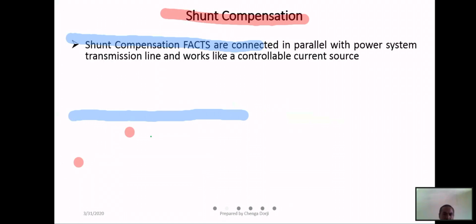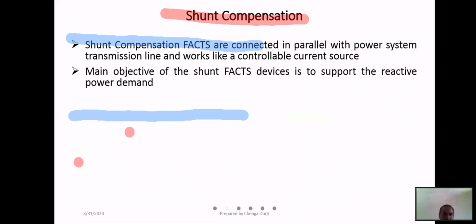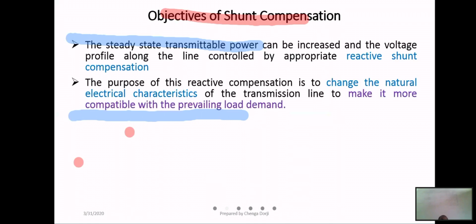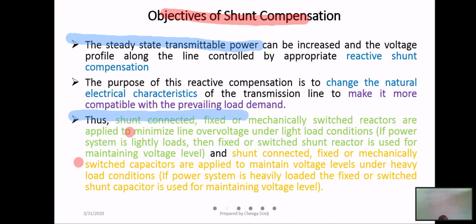Now, shunt compensation FACTS devices. Then another one is the objective of shunt compensation. The objectives of shunt compensation are that the transmittable power can be increased and the voltage profile along the line can be controlled by appropriate reactive shunt compensation.